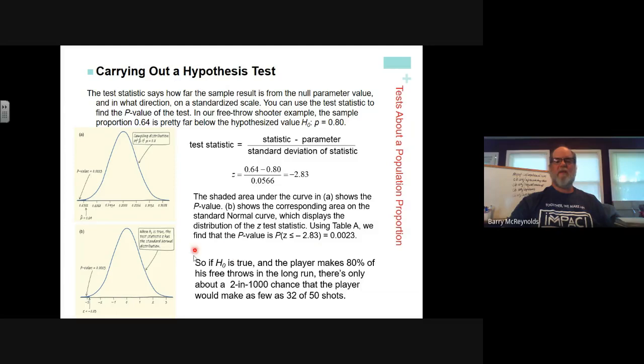And so if the null hypothesis is true and the player makes 80% of his free throws, there's only about a 2 in 1,000 chance that he would really make as few as 32 of 50. Whether we put him on the line and watched him shoot 50 in a row, or whether we went back through the scorebook and we randomly picked out 50 shots, there's only a 2 in 1,000 chance, or a 0.2% chance that that would happen.